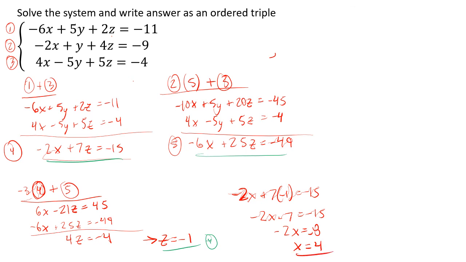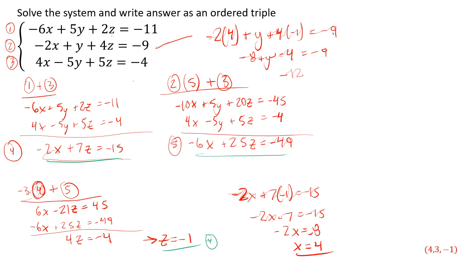So we have x is 4, we have z is negative 1, and then the last thing we have to do is plug it back into one of my original equations. So let's plug it back into this one. We know negative 2 times 4, that's what x was, plus y, which we don't know, plus 4 times z, which was negative 1, equals negative 9. So we have negative 8 plus y minus 4 equals negative 9. So negative 8 plus negative 4 is negative 12. So y minus 12 equals negative 9. Well, I really don't know what's going on with this pen I'm using right now. So we add 12 to both sides, we find that y equals 3.